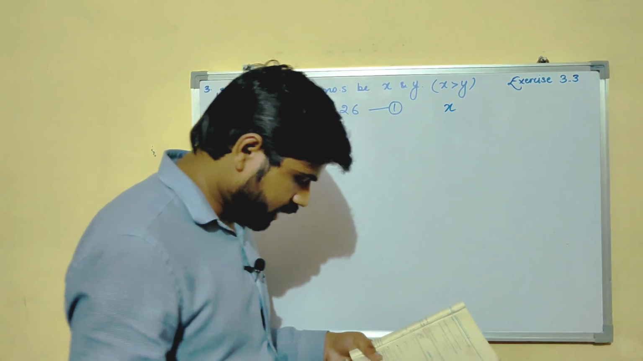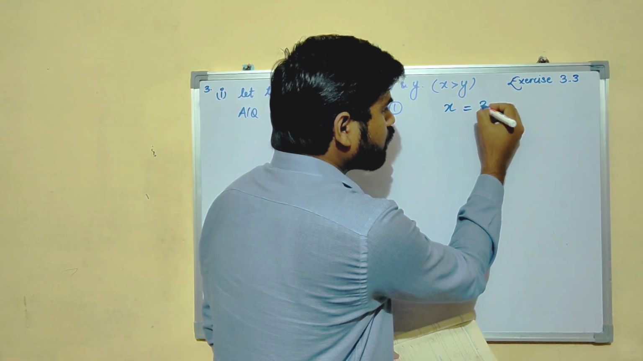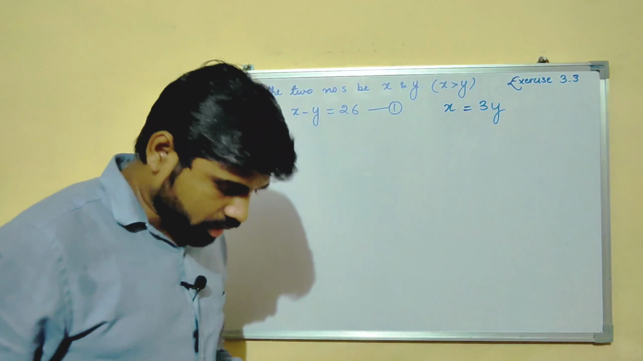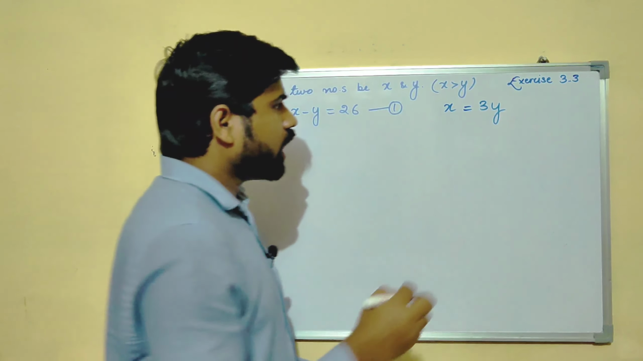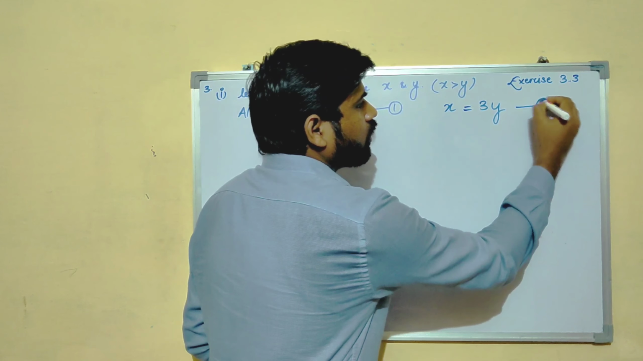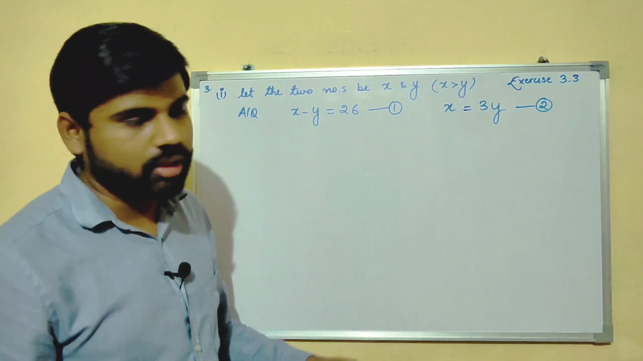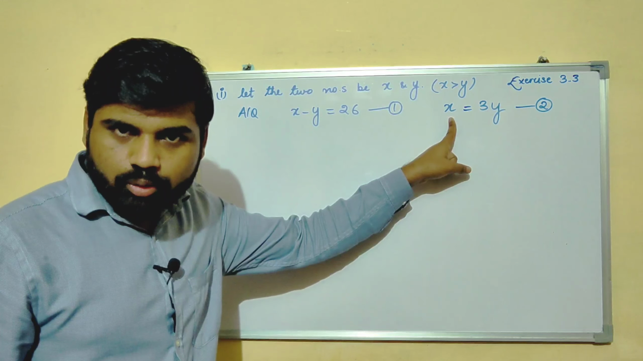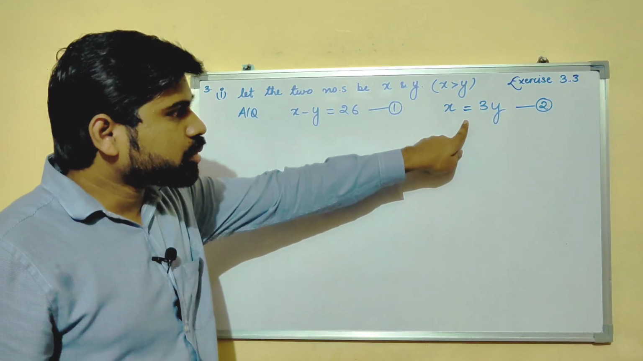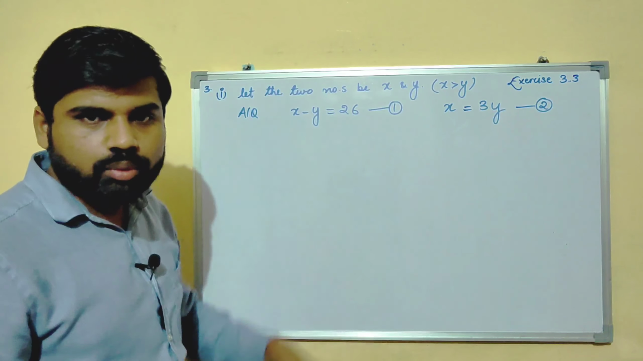One number is 3 times the other. Find them. Now they have simplified the question for us. They have already given the value of x here. Let us substitute this value in the first equation.